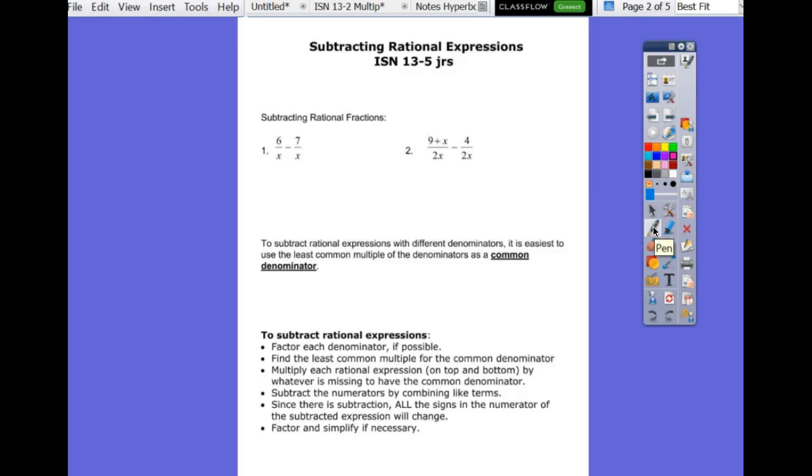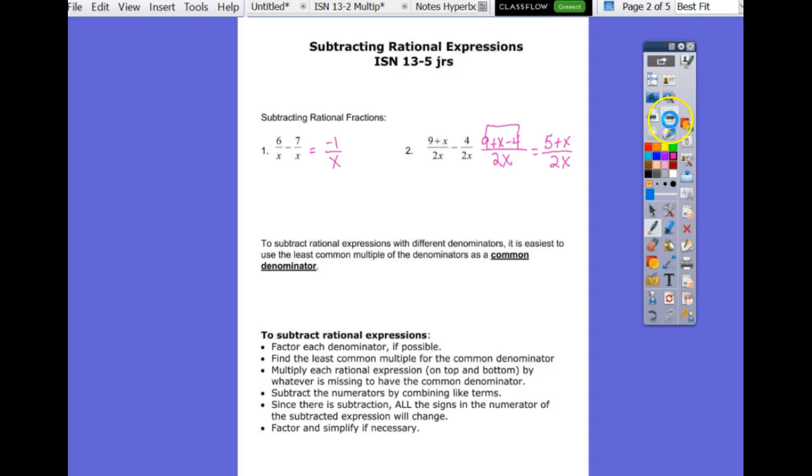Okay, so this is going to be the same as yesterday, except with the minus sign between it instead of a plus. So the first problem here, I have 6 over x minus 7 over x. The denominator stays the same, and 6 minus 7 gives me -1. On the next one, the denominator stays the same, and I get 9 plus x minus 4. When I combine like terms, I get 5 plus x over 2x. So it works exactly the same, except with the minus between it.